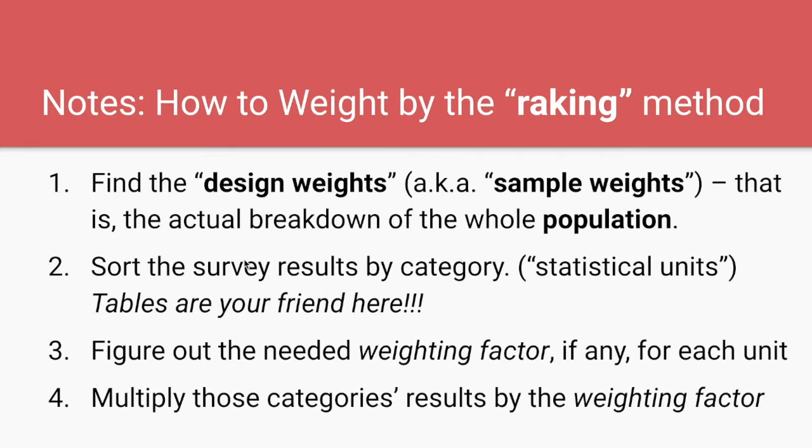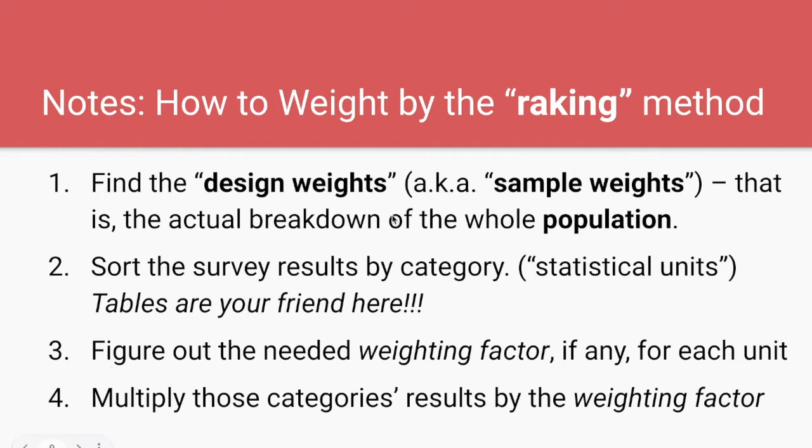The next thing you need to do is sort your survey results by category, by statistical unit. In this case, ninth graders, 10th graders, 11th graders, and 12th graders are your statistical units. So you want to break down the answers by what ninth graders said, what 10th graders said, what 11th graders said, and what 12th graders said. If we're talking about gender, which is what we'll use in our example, and our question had the options yes, no, or maybe, then we look at how many women said yes, how many women said no, how many women said maybe, how many men said yes, etc.